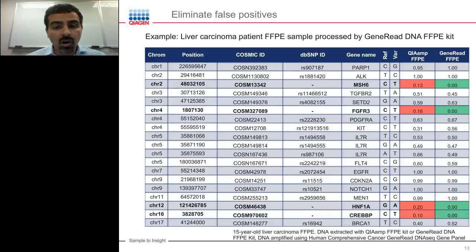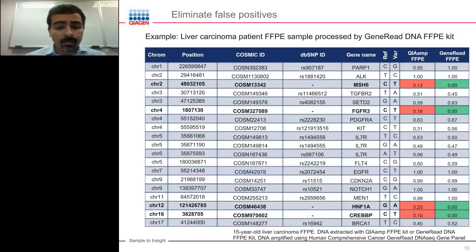We know that these are false positives that have been corrected for by the enzymatic removal of these artifacts in the GeneRead FFPE kit. So if you look at this C2T mutation that was seen using the QIAamp FFPE kit, you do not see that mutation now in the GeneRead FFPE kit. And this is true for some of the mutations, for a C2T mutation or a G2A mutation as well.